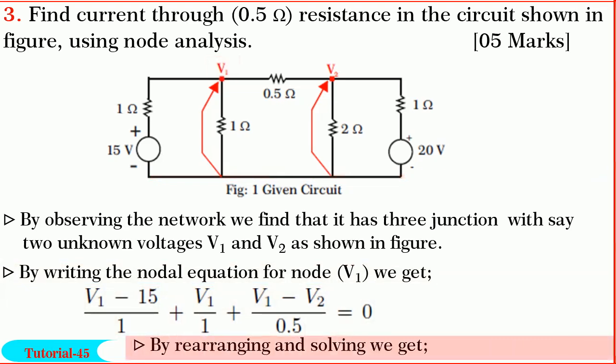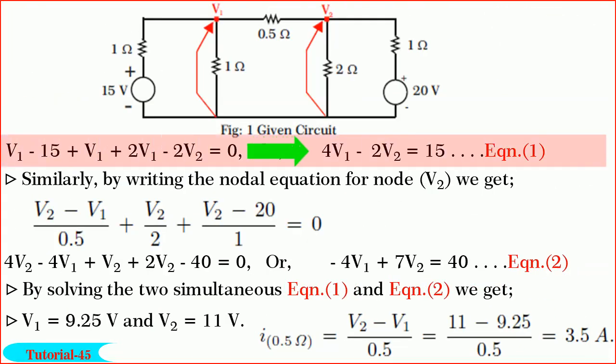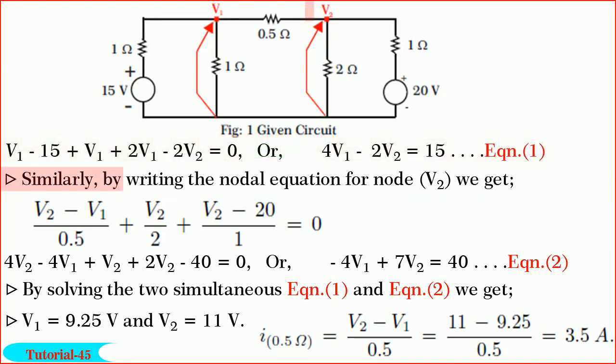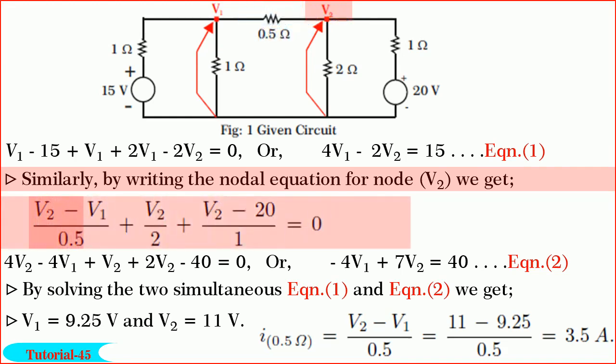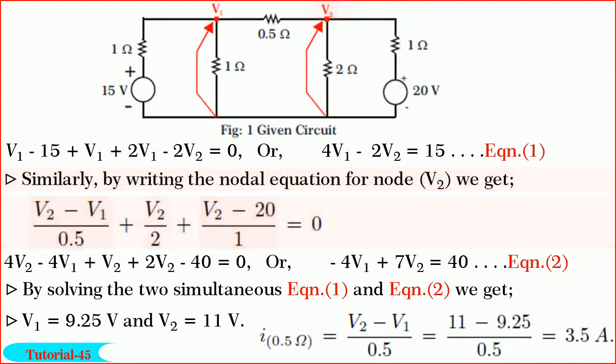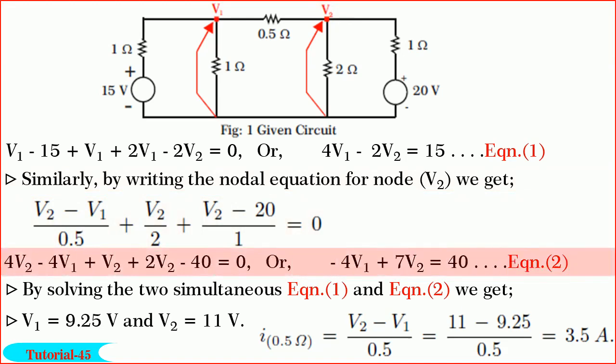By rearranging and solving, we get 4V1 minus 2V2 is equal to 15. Let it be equation 1. Similarly, by writing the nodal equation for node V2, we get (V2 minus V1) divided by 0.5 plus V2 by 2 plus (V2 minus 20) by 1 is equal to 0. By rearranging and solving, we get minus 4V1 plus 7V2 is equal to 40. Let it be equation 2.